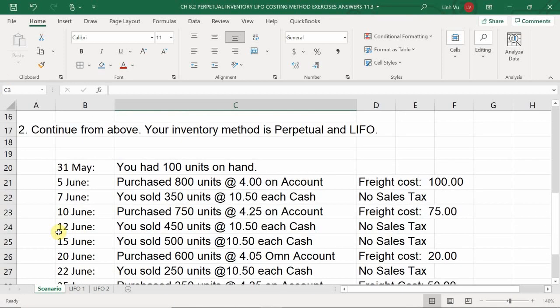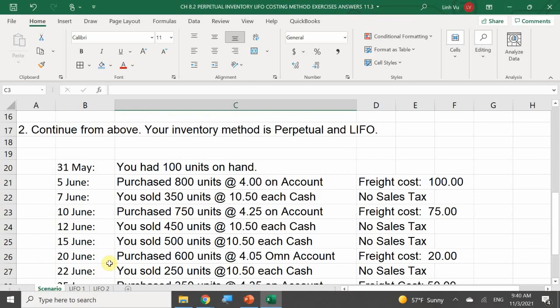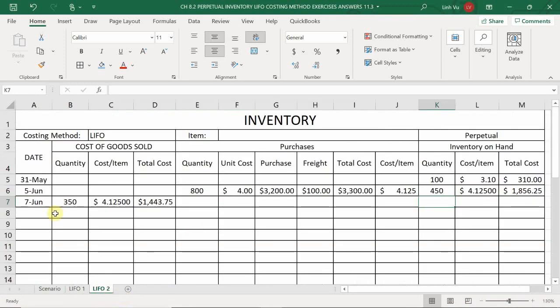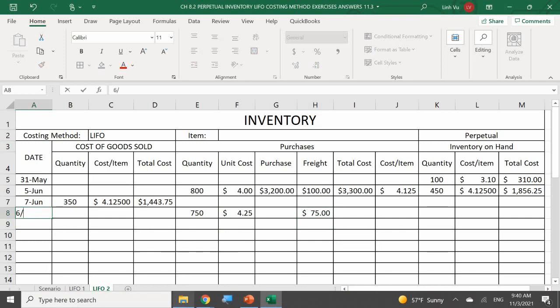Then on June 10, we end up purchasing an additional 750 units at $4.25 each with a freight of 75. So 750, 425, and 75. So this was June 10.